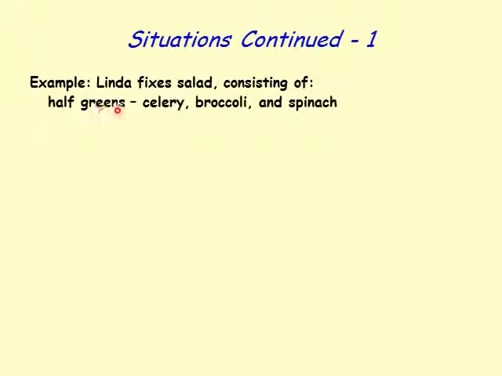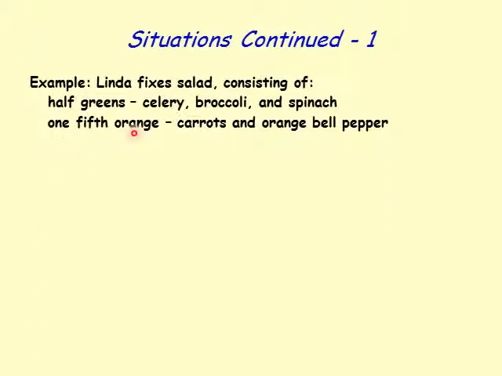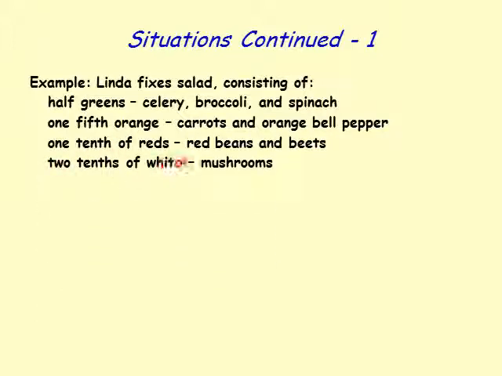Let's continue with situations. Example: Linda fixes a salad consisting of half greens, which is celery, broccoli, and spinach, 1/5 orange, carrots, and orange bell pepper, 1/10 red, which is red beans and beets, and 2/10 of whites, which is all mushrooms. So what are the ratios of the colors? We get half greens, 1/5 orange, 1/10 reds, and 2/10 white.